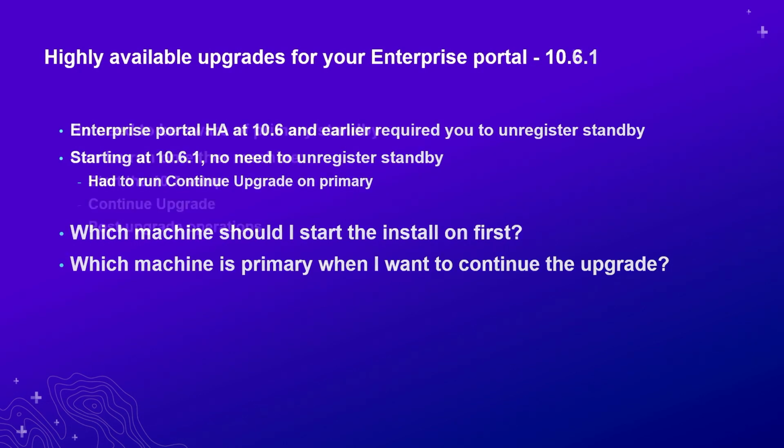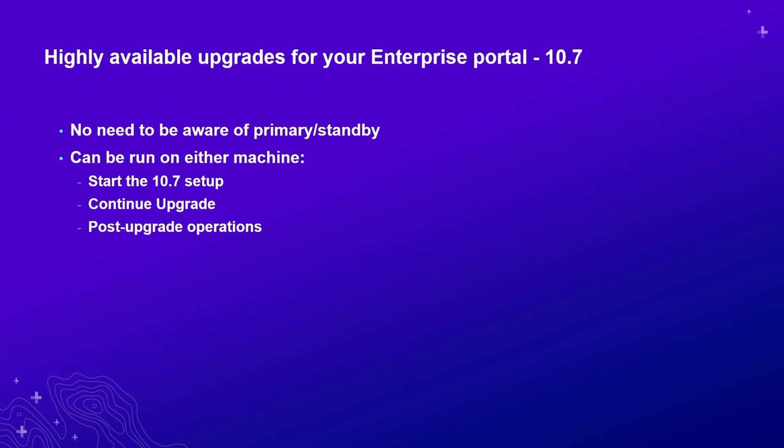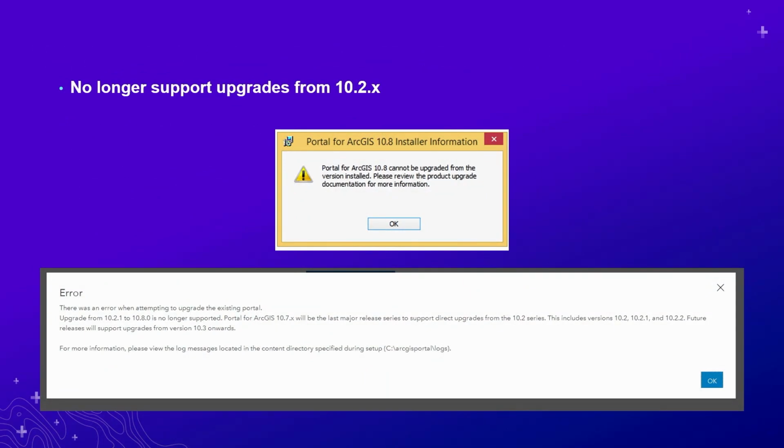So starting at 10.7, we changed it so that you no longer needed to be aware of who is primary or standby. This operation can be run on either machine. So you start the setup for 10.7, 10.7.1, or 10.8. You do the continue upgrade and the post-upgrade operation on whichever machine you happen to be on. Another important note for Portal is that starting at 10.8, we no longer support upgrades from 10.2x. So this includes 10.2, 10.2.1, and 10.2.2.